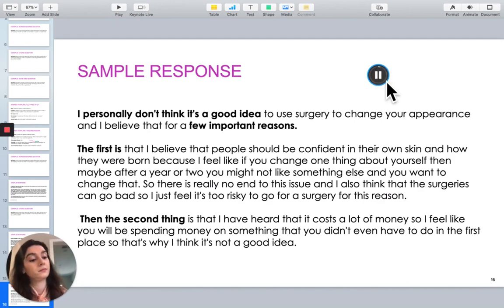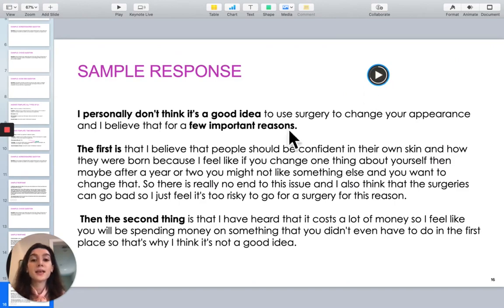I personally don't think it's a good idea to use surgery to change your appearance, and I believe that for a few important reasons. The first is that I believe that people should be confident in their own skin and how they were born, because I feel like if you change one thing about yourself, then maybe after a year or two, you might not like something else and you want to change that. So there is really no end to this issue. And I also think that the surgeries can go bad. So I just feel it's too risky to go for a surgery for this reason.